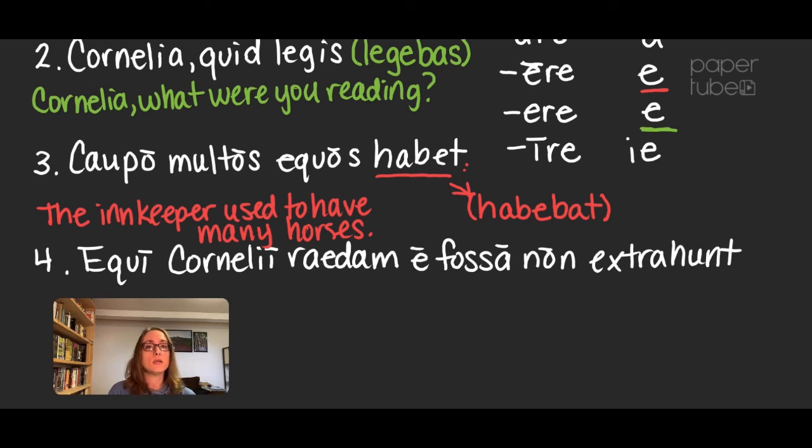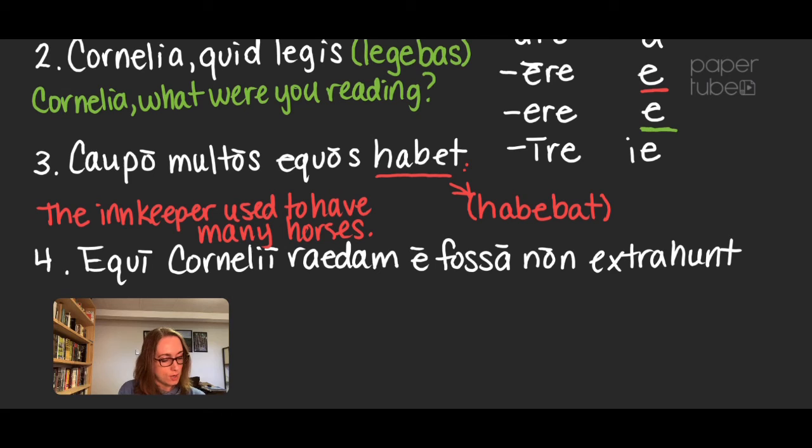And then our last example, Equi Cornelii ridicam e fossa non extrahunt. Our subject is equi, the horses. So extrahunt is the verb that goes with that. The horses are not able to take out. That's what extrahere, extrahunt means. We have to figure out what form of this verb to put down in the imperfect tense.